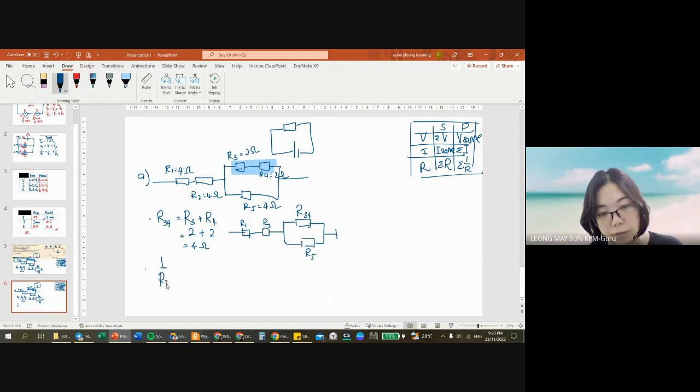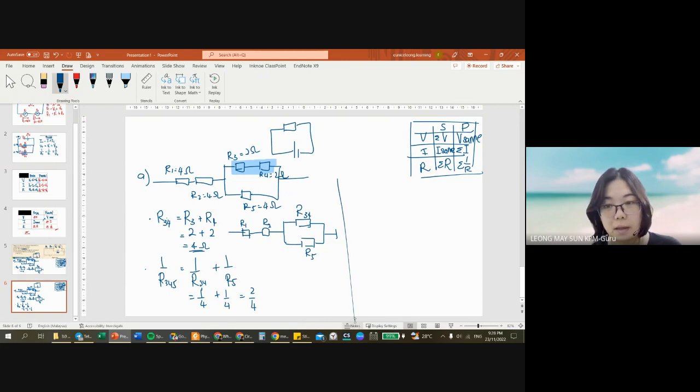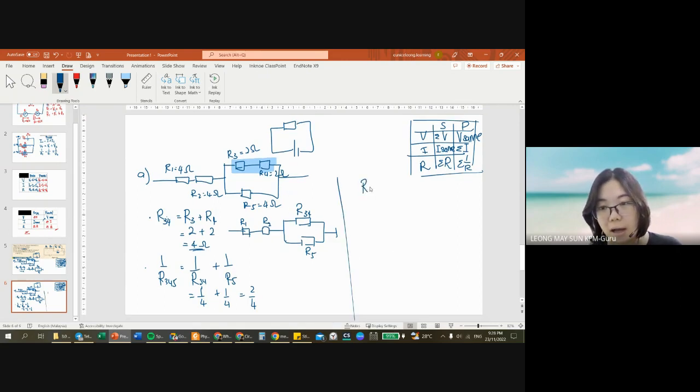One over R345 equals 1 over R34 plus 1 over R5. R34 is 1 over 4, the one that you calculated. R5 is also 1 over 4, so the sum is 2 over 4. This is 1 over R34. Therefore, R34 inverted is 4 over 2, which equals 2 ohm.